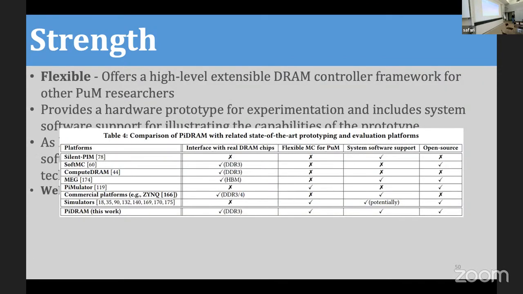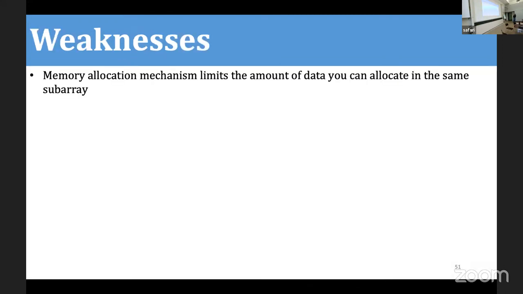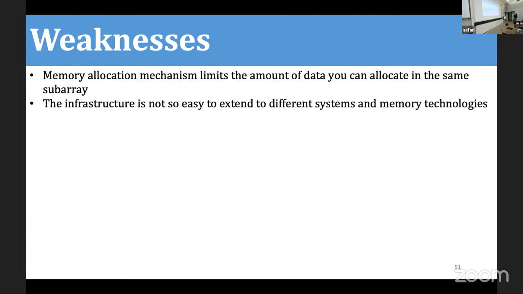And here there is a motivation for the flexibility because they compare different prototypes. And you can see that PiDRAM satisfies all of these four requirements and the others do not really. So yeah. The weakness is that the memory allocation mechanism limits the amount of data you can allocate in the same subarray. So this is a limit. And then PiDRAM is not so easy to extend, but we're going to discuss these two points in the discussion.